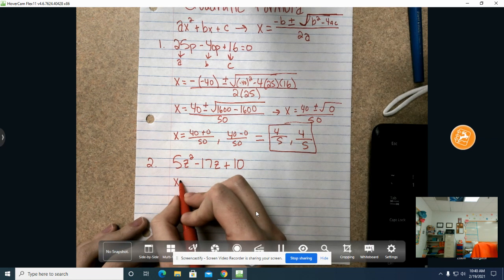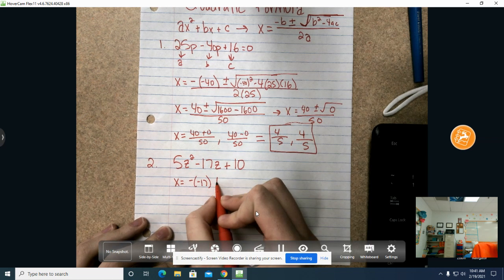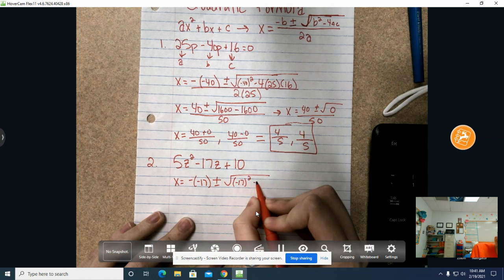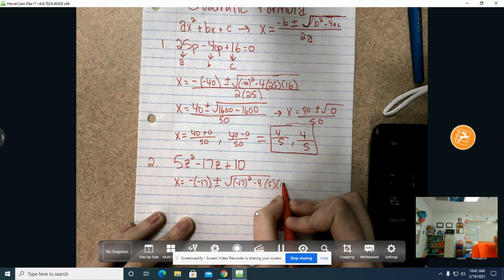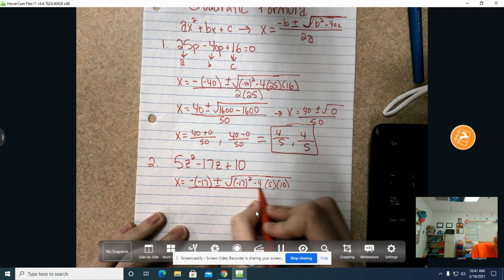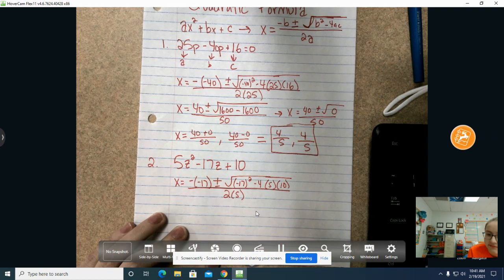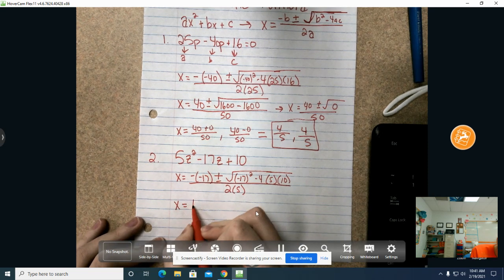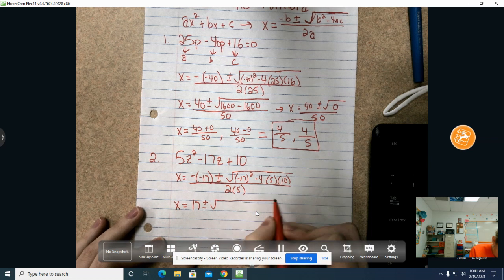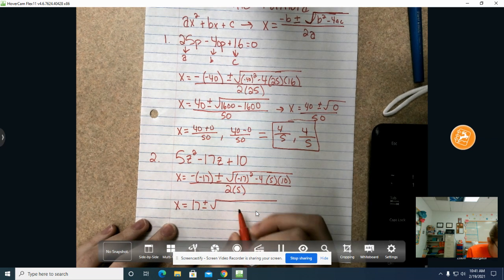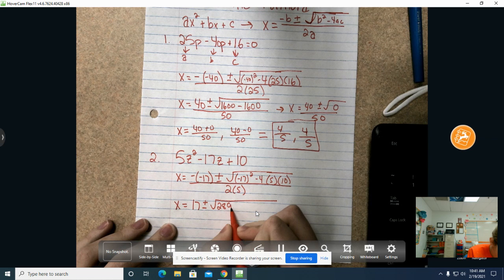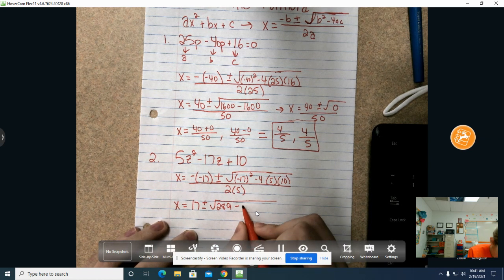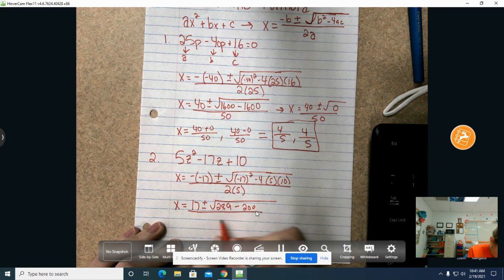We'll go ahead and set that up. x equals negative 17 plus or minus the square root of b squared minus 4ac, all over 2a, with our a, our b, and our c. So x is going to equal 17 plus or minus, let's see, negative 17 squared, put that in a calculator, that gives you 289, minus 4 times 5 times 10 is going to give us 200, over 10.